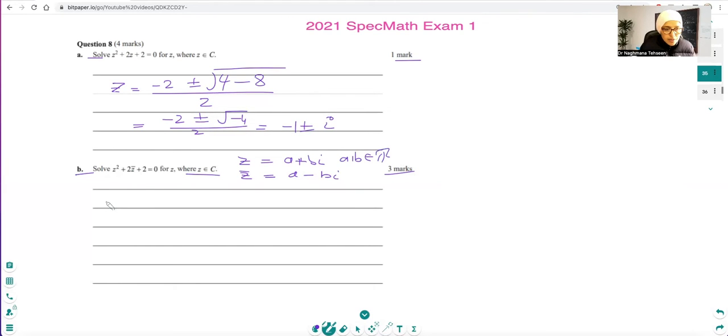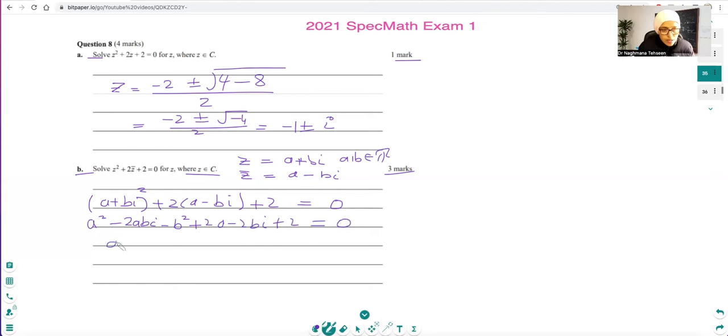Okay, so now let's substitute in there. We get (a plus bi) squared plus 2 times (a minus bi) plus 2 is equal to 0. So now we're going to expand these brackets and collect the real coefficients, then the complex coefficients separately. So we get a squared plus 2abi minus b squared plus 2a minus 2bi plus 2 equal to 0.